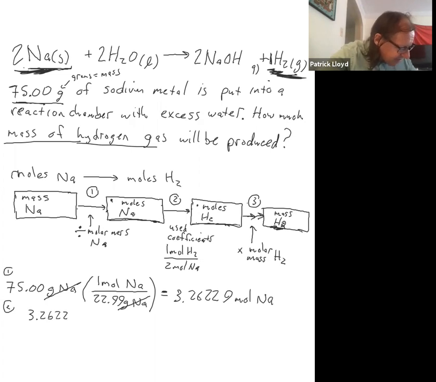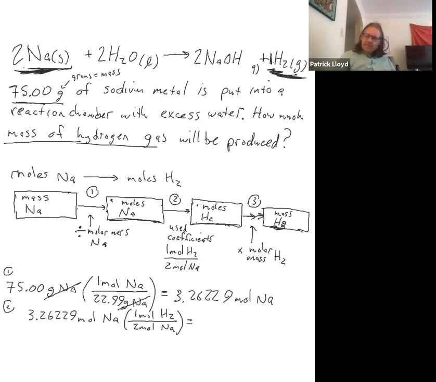Again, I'm keeping a couple of extra sig figs. We don't want to keep rounding each step, because if you round each step, you end up with a rounding error. So it's 1 mole of hydrogen for every 2 moles of sodium. Okay. There you go. So I'm going to divide that by 2, right? Divide by 2. So 1.63114 moles of H2.